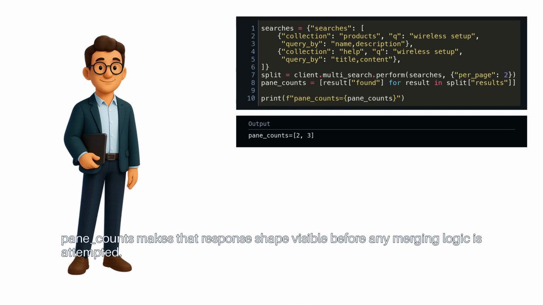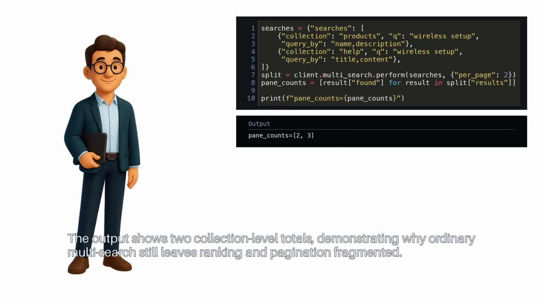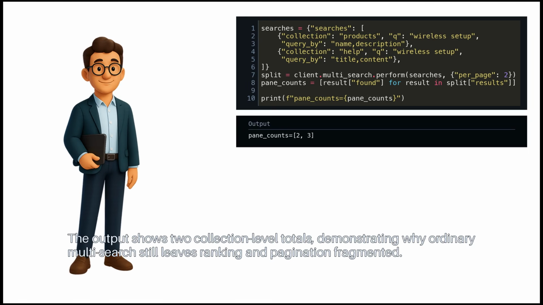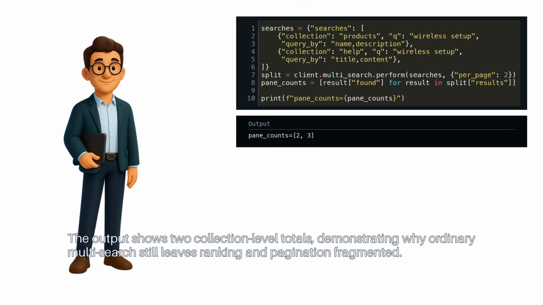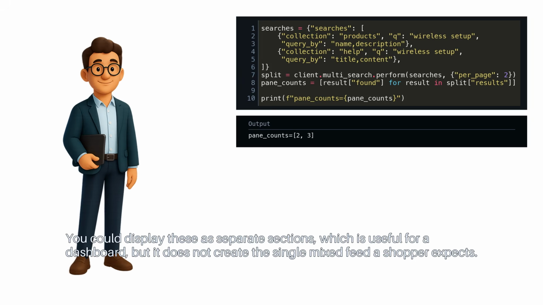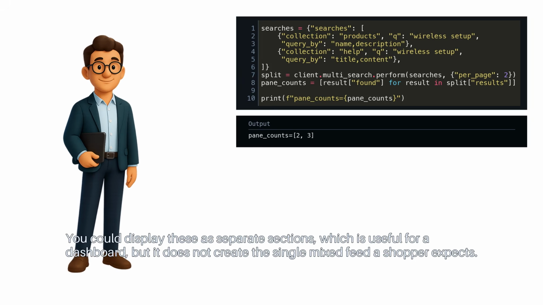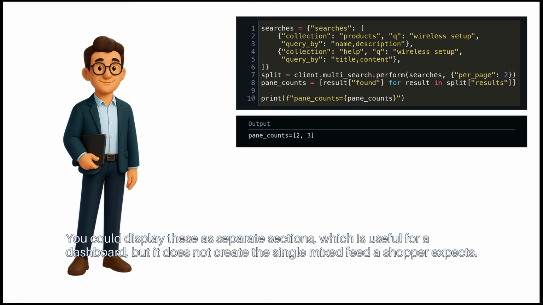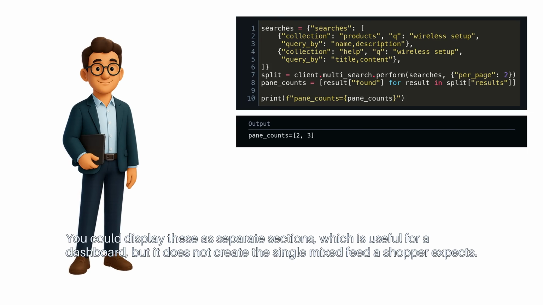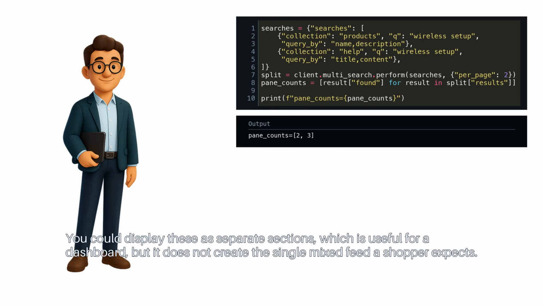Pane counts make that response shape visible before any merging logic is attempted. The output shows two collection-level totals, demonstrating why ordinary multi-search still leaves ranking and pagination fragmented. You could display these as separate sections, which is useful for a dashboard, but it does not create the single mixed feed a shopper expects.